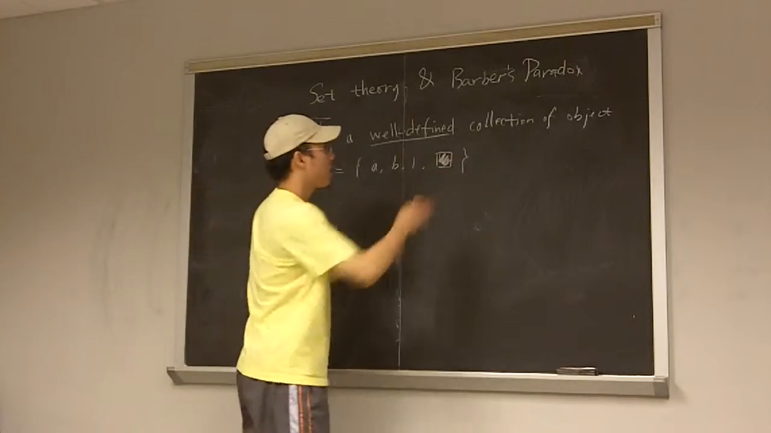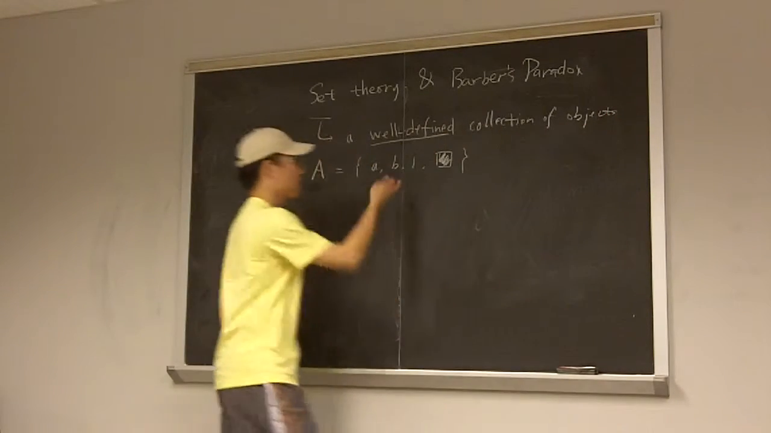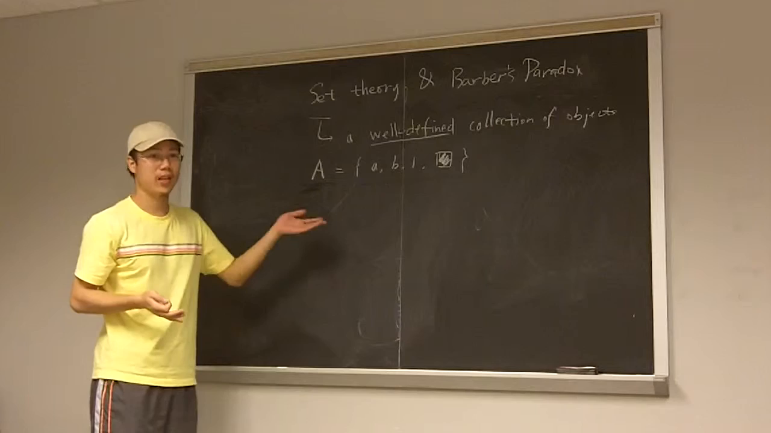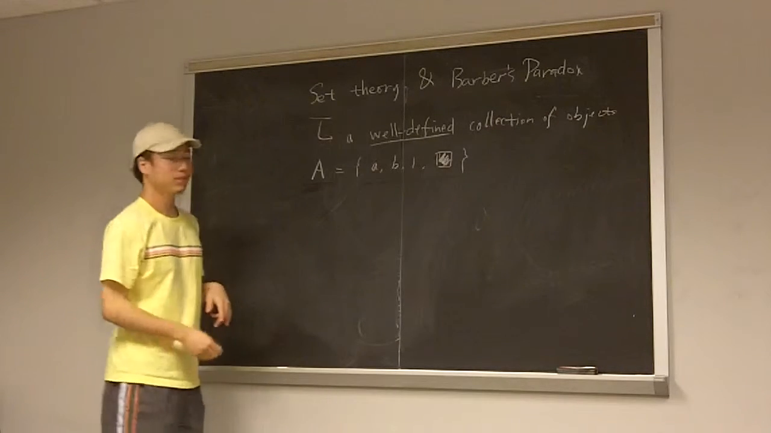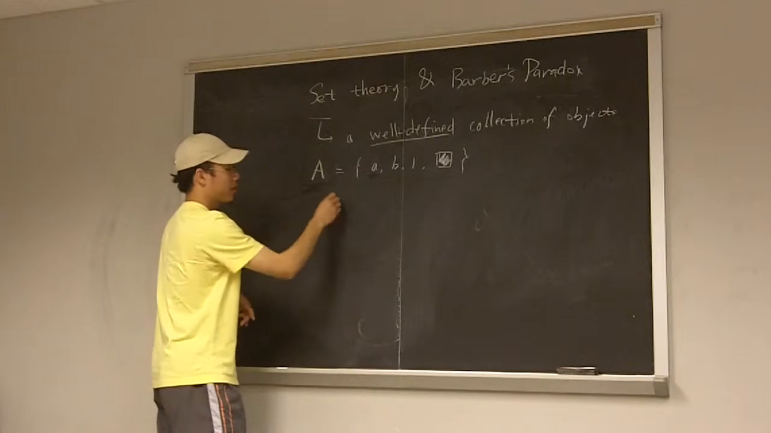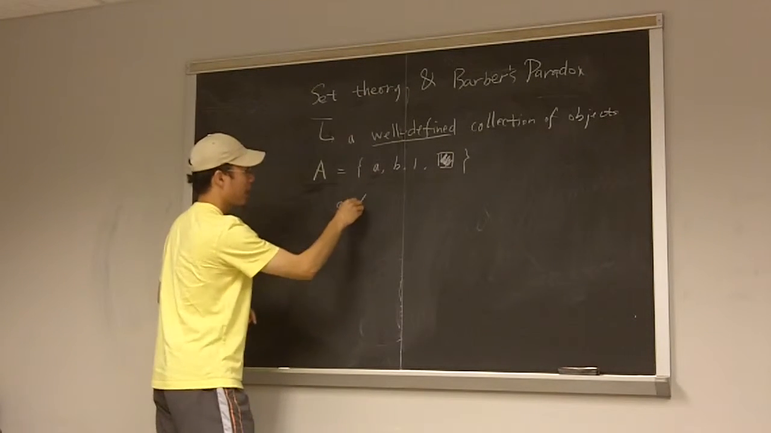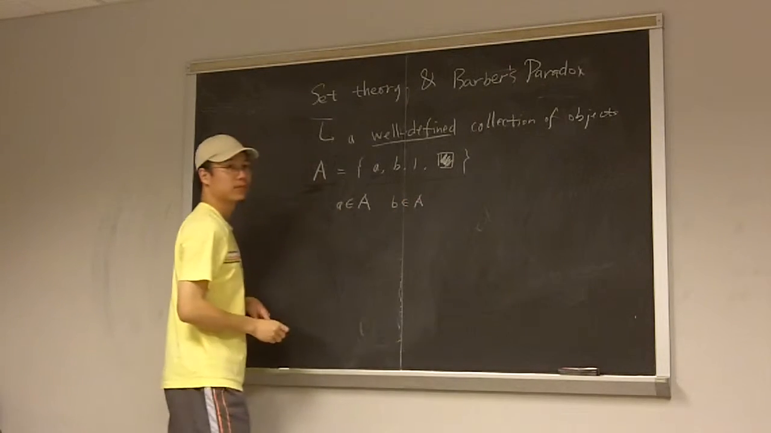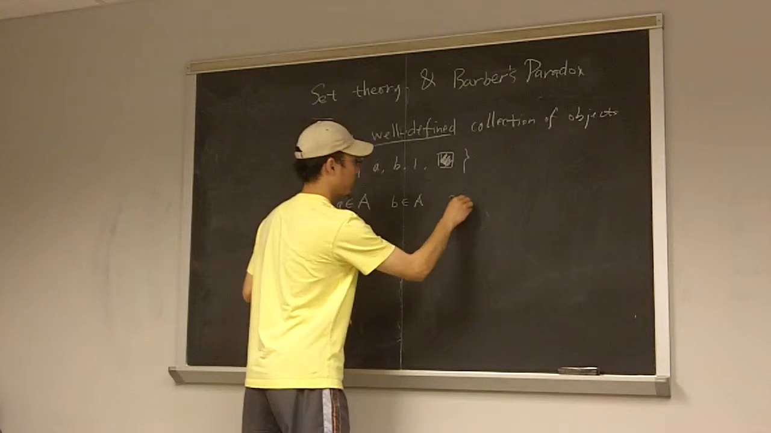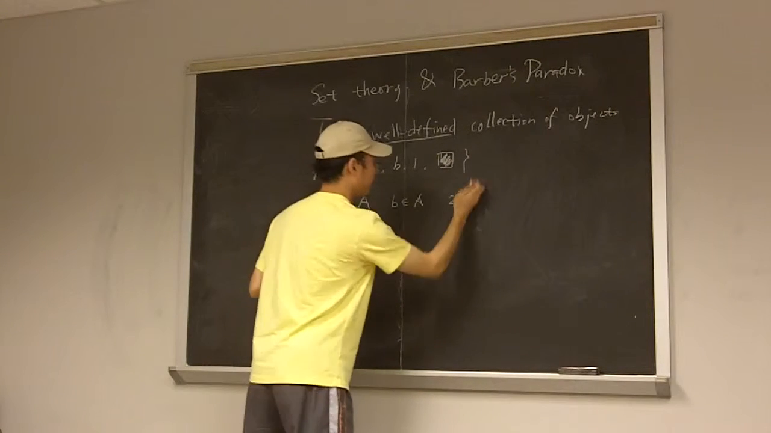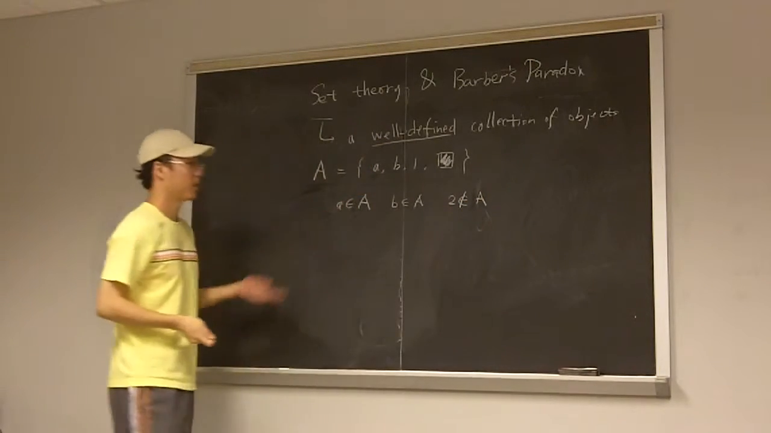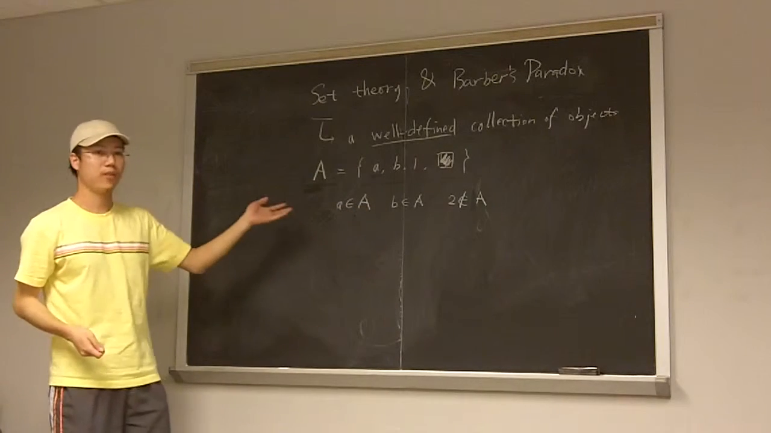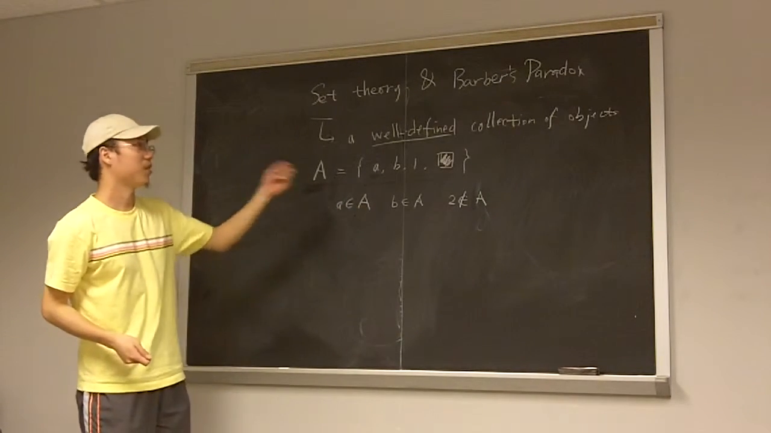When we talk about a set, the objects in the set we call members or elements. We can say that an element is in the set or not. In this case, we can say that the small letter a is in the set. We say that a belongs to the set A. Also b belongs to the set A. But 2 does not belong to the set A. So these are basically notations: capital letters for the set and lower-case letters for the elements, and we can say whether an element is in the set or not.